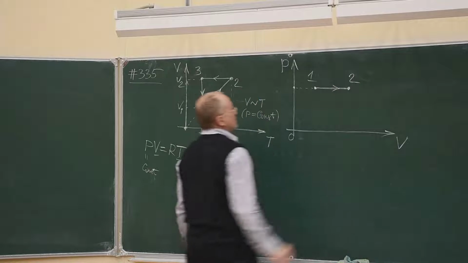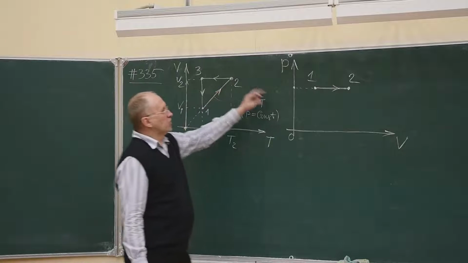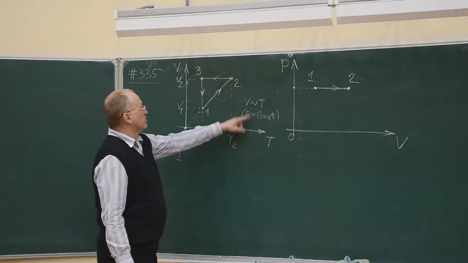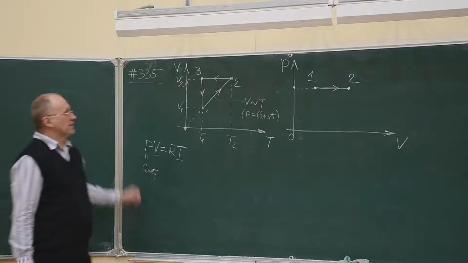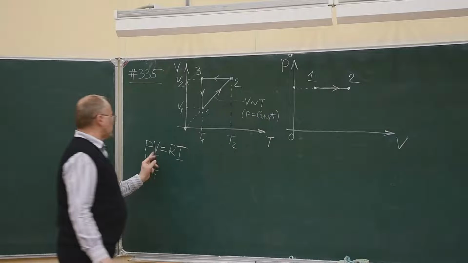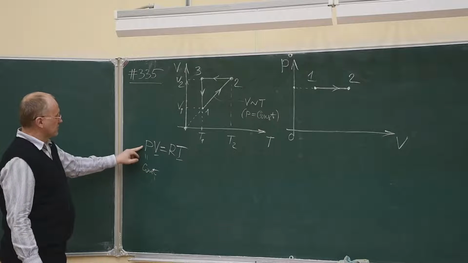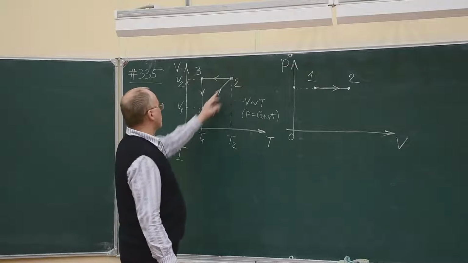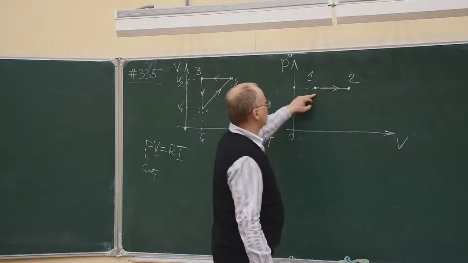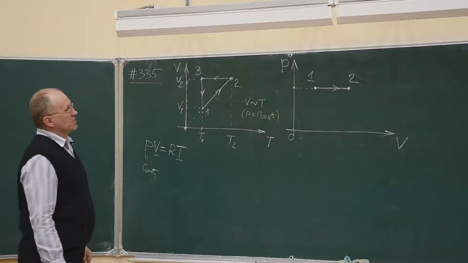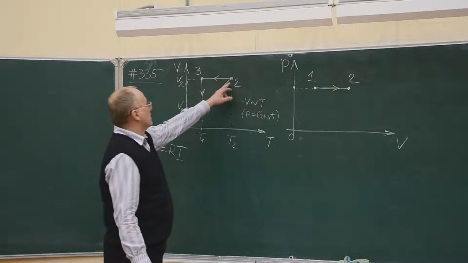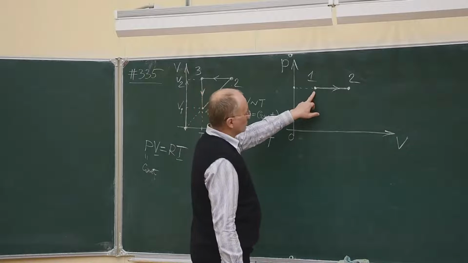So that is the process 1, 2 shown in PV axes, pressure versus volume. Pressure is constant. We know about it. Why do we know? Because of the gas law. If volume changes directly proportional to temperature, then it's obvious that pressure should be constant. That is why this process is isobaric. And that is why if pressure is constant, then this process is depicted by this horizontal section of line parallel to the volume axis. So this is the first process shown on PV diagram.